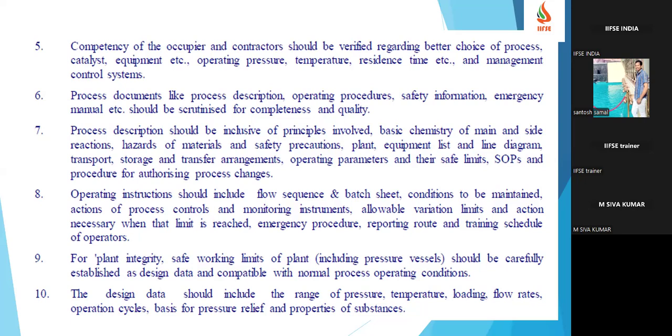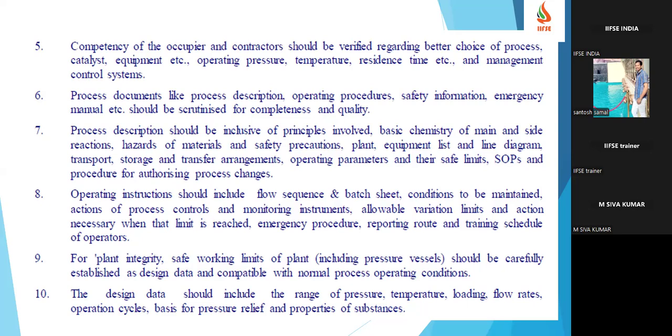For plant integrity, the safe working limits of the plant, including the pressure vessels, should be carefully established as design data and compatible with the normal process operating conditions. And the design data should include the range of pressure, temperature, loading, flow rates, operating cycle, and basis for pressure relief, and also the properties of the substance. So design of the vessel depends on all these conditions.